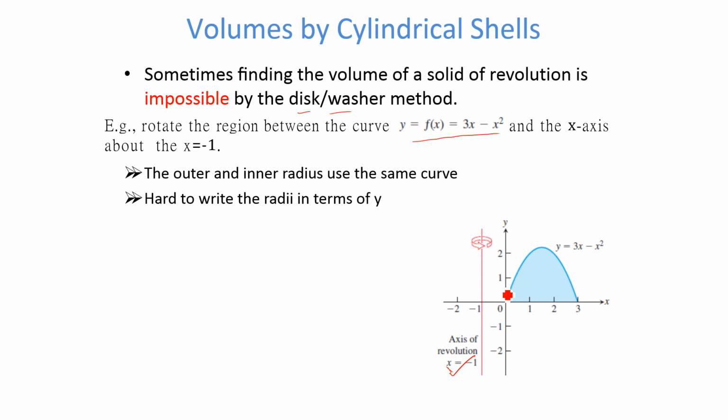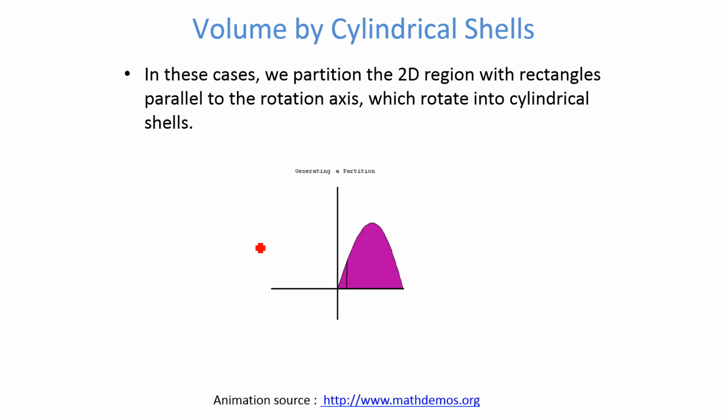Now if we have to apply the washer method, we have to find the outer radius and the inner radius. You can see the outer radius and inner radius are using the same curve. So this is hard to write the radii in terms of y. So if such problems occur, we can seek help from the method we are going to learn now. So here is the new method.